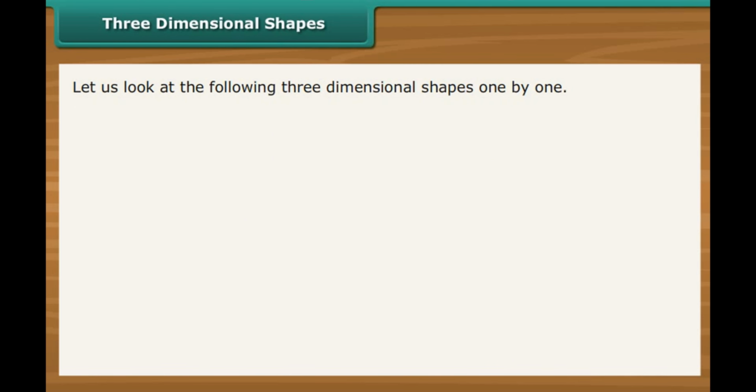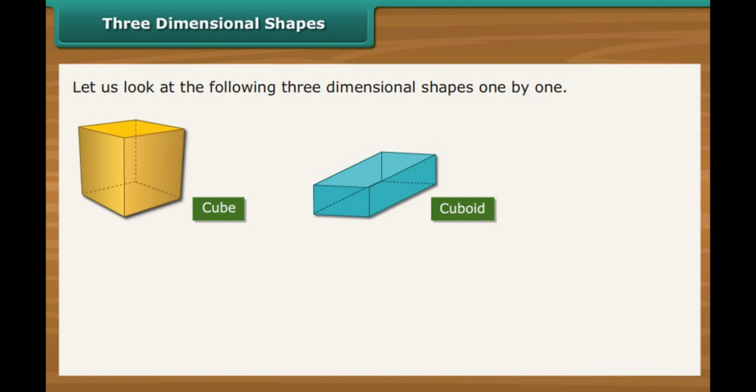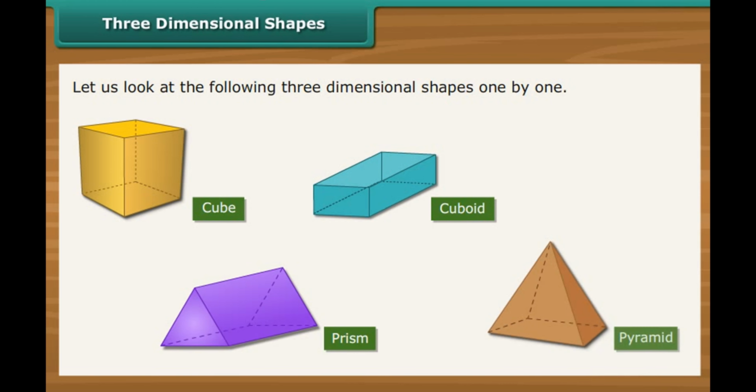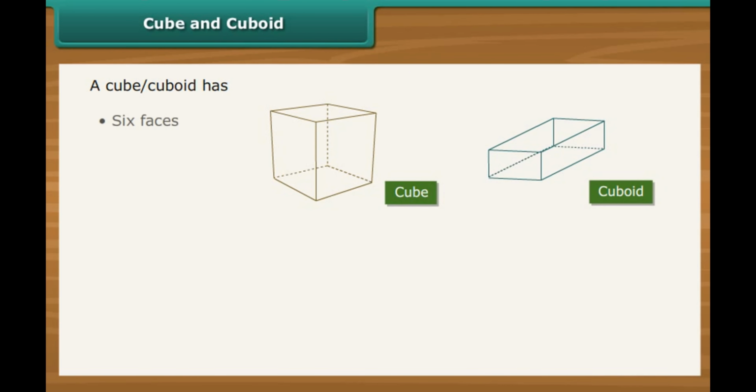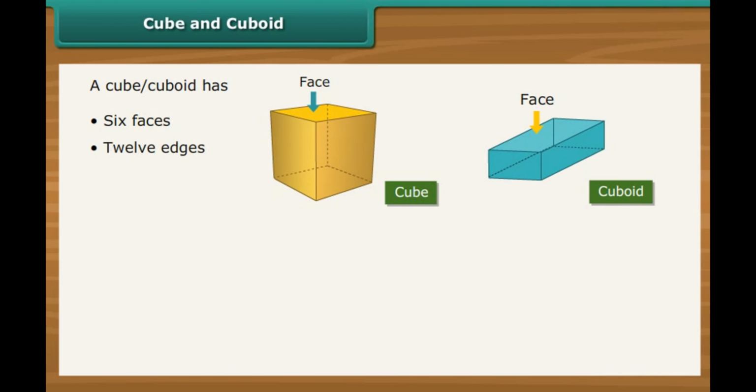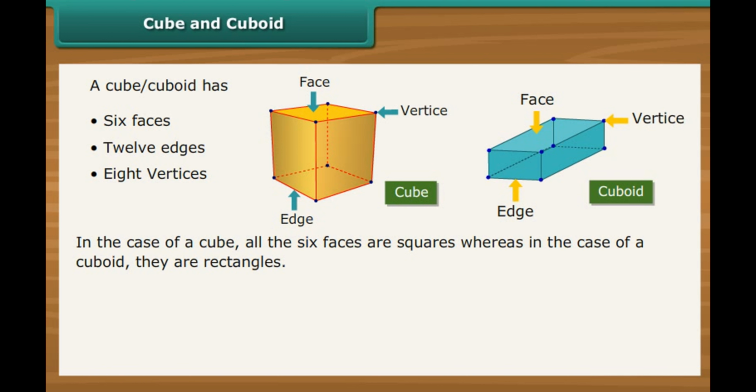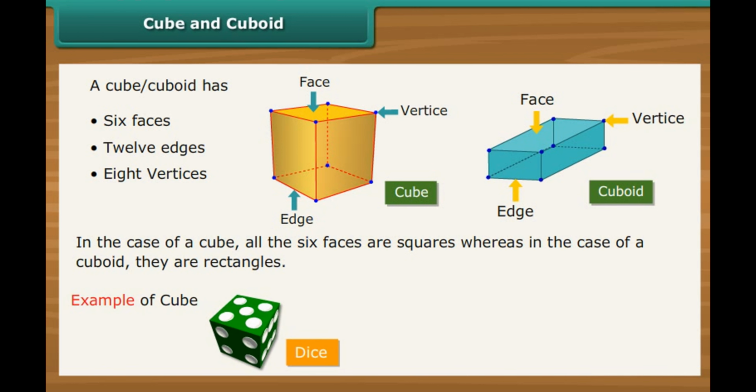Let us look at the following three-dimensional shapes: cube and cuboid, triangular prism, square pyramid. Cube and cuboid. A cube or cuboid has 6 faces, 12 edges, 8 vertices. An example of a cube is a dice. An example of a cuboid is a book.